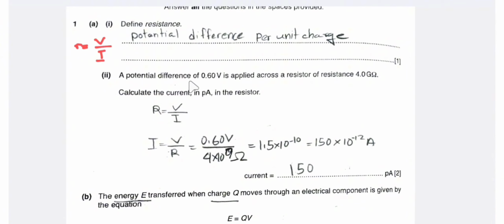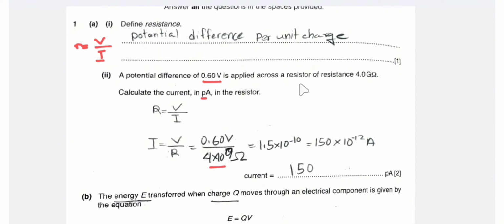Then, a potential difference of 0.60 volt is applied across a resistor of resistance 4 giga ohm. What is giga? Giga means 10 to the power 9, mega is 10 to the power 6, and kilo is 10 to the power 3. So 4 giga ohm is 4 into 10 to the power 9 ohm, and we need to find the current in picoampere.